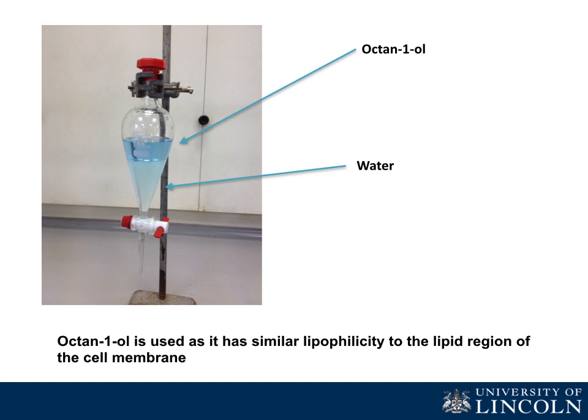In the example here, I've put a little bit of blue dye into the separating funnel so you can see the partition of the blue colour between the octanol and the water. And I think you can see that the blue has gone a little bit more into the octanol than the water phase.